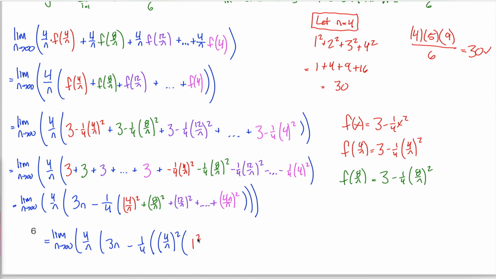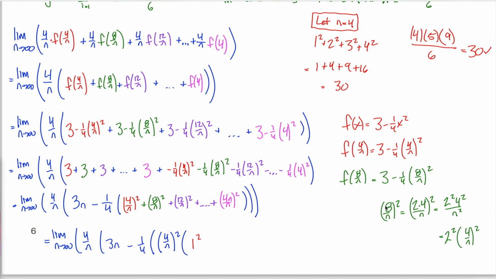Which I'm going to write as 1 squared, because 1 squared is the same as 1. From this second term in green here, if you think about 8 over n squared as 2 times 4 over n squared, we can take advantage of some properties of exponents and rewrite this as 2 squared times 4 squared divided by n squared. So 8 over n squared is the same as 2 squared times 4 squared over n squared, which can be rewritten as 2 squared times 4 over n squared.